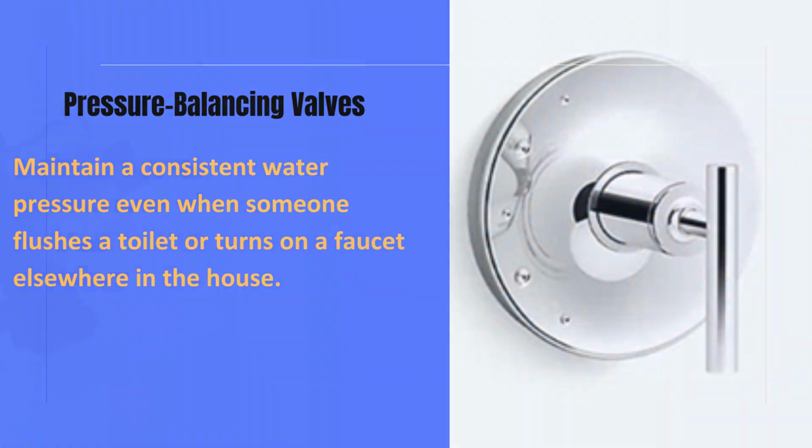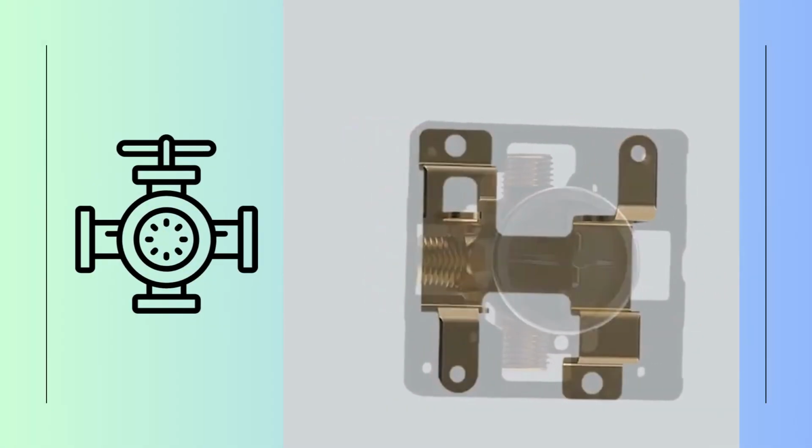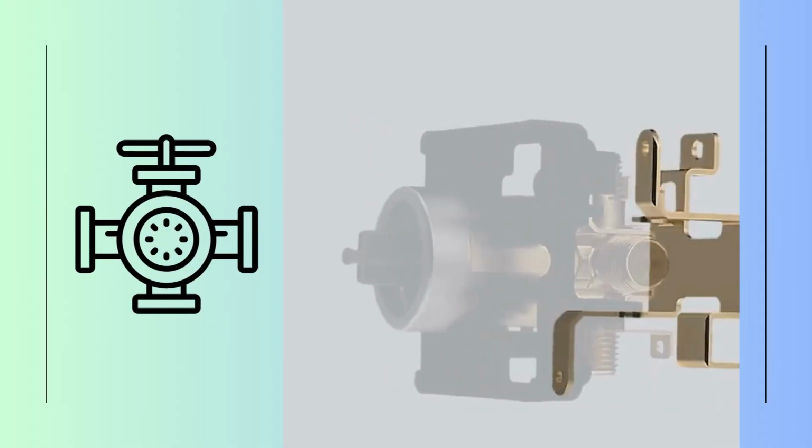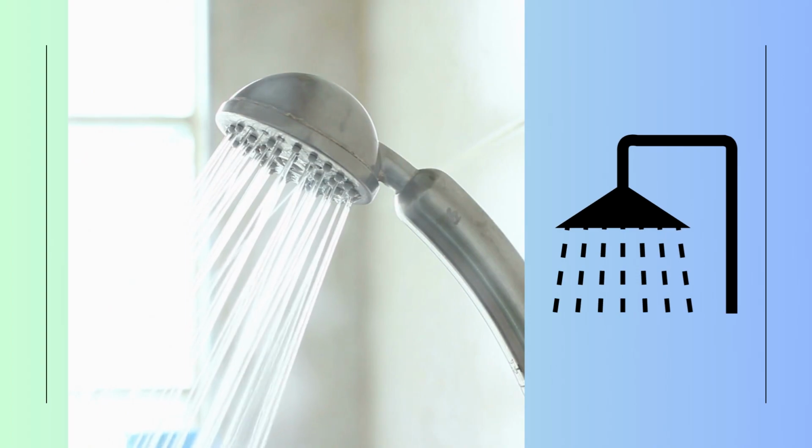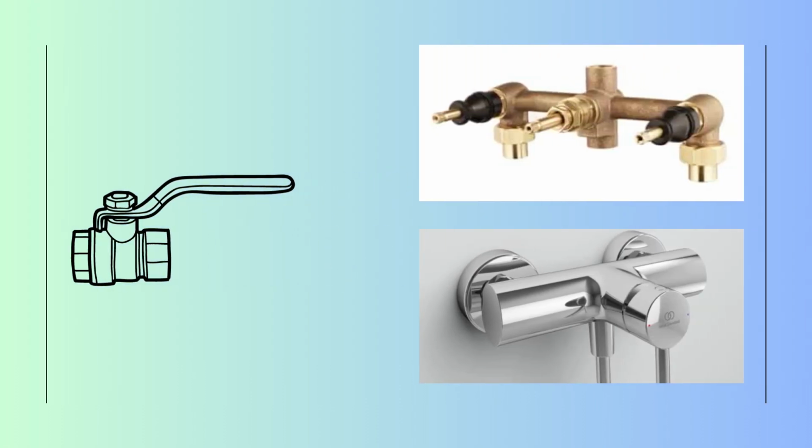If you want a shower valve that offers precise temperature control, a thermostatic valve is your best bet. It can prevent scalding and sudden temperature changes. If you want a valve that can prevent pressure fluctuations, go for a pressure balancing valve. It can maintain a consistent water pressure, which is particularly important if you live in an area with fluctuating water pressure. If you're on a budget or simply prefer a more traditional look, a manual valve may be the way to go.